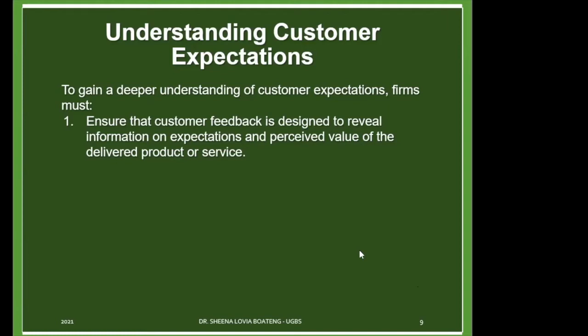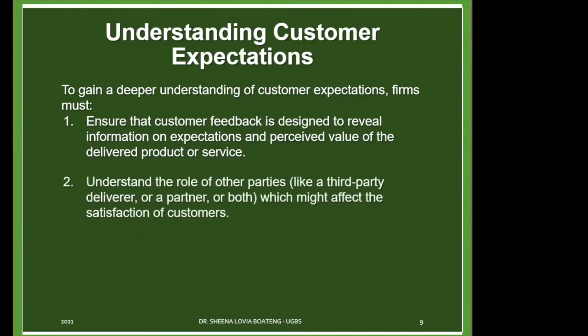Another way we can understand customer expectations is by understanding the role of other parties which might affect their satisfaction. Why are we saying this? Other parties play a role in creating experiences, as we have just learned. By interacting with other parties like friends, partners, delivery people who bring them the items, God knows on several occasions, I have actually had conversations with the delivery persons who deliver items to me about the service provider that they work for and how people express their sentiments regarding the products or service that they are buying from them.